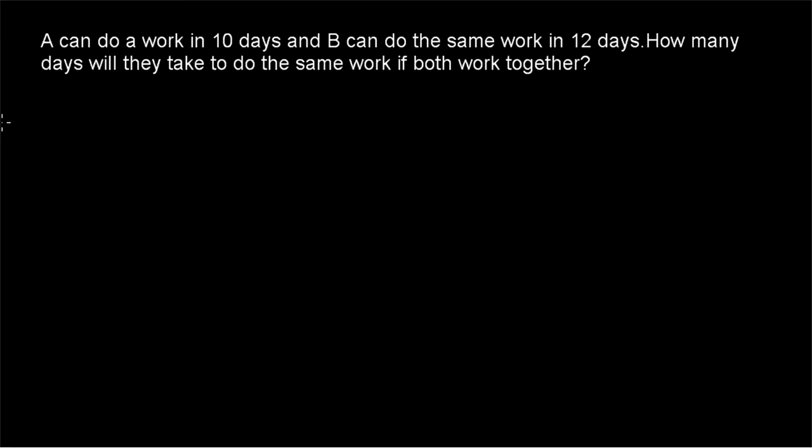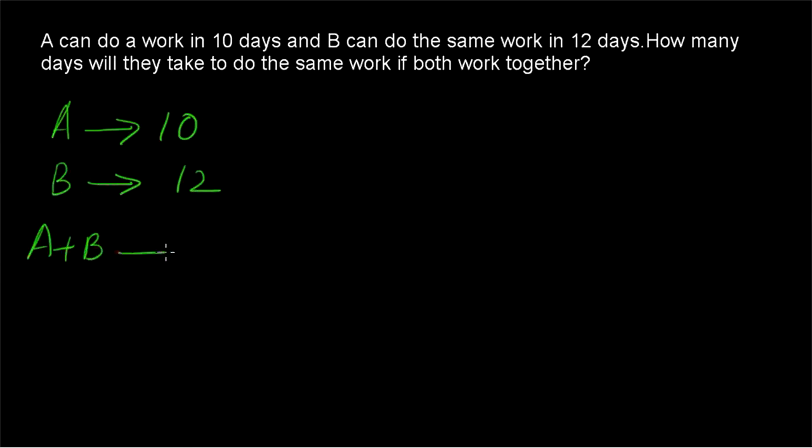So A is able to do a work in 10 days and B is able to do the same work in 12 days. If A and B are working together, how much time will they take? That's the question given. These types of questions come under the category of time and work, and questions in this category can be done using a common method which can be called the chocolate method.